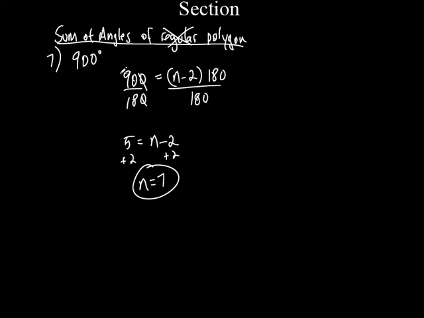Yeah, on that one, you just take n minus 2 times 180. That was really easy, 1 and 2. Is there another one like that? What about the study guide?